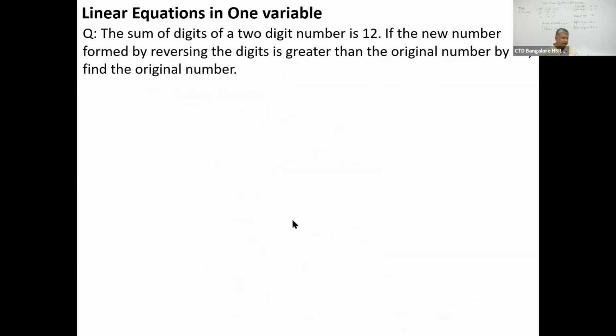Okay, so here is the digit question. Can you read the question? Sum of digits of a 2-digit number is 12. If the new number formed by reversing the digits is greater than the original number by 54, find the original number. So first of all, there are 2 digits and they add up to 12.